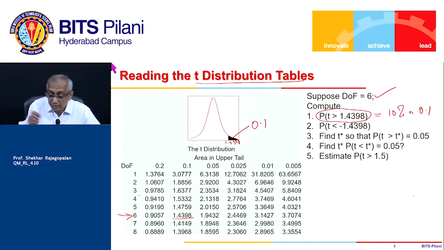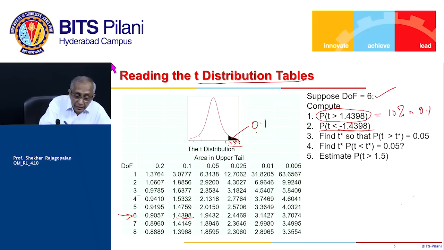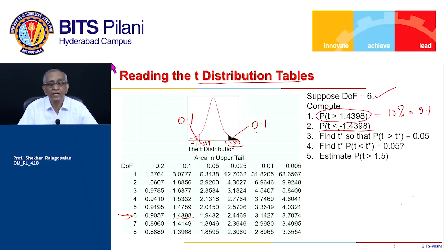Similarly, now let's look at the second one. Notice here, I've got the same number 1.4398, except that I'm looking at probability of t less than minus 1.4398. And note that the t distribution is symmetric just like the normal distribution. Therefore, if this area out here for 1.4398 is 0.1, then symmetrically, if I take the point minus 1.4398, then the area of this tail is also 0.1. And therefore, I can write this as 0.1.